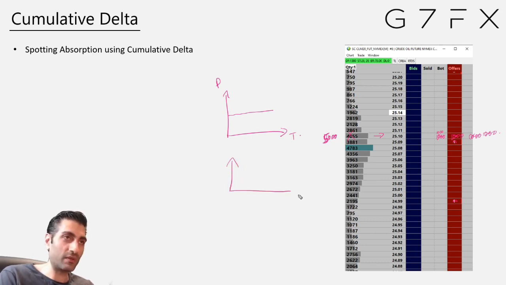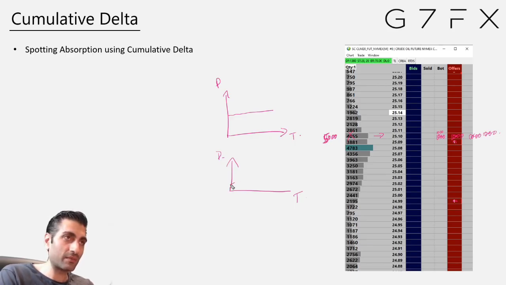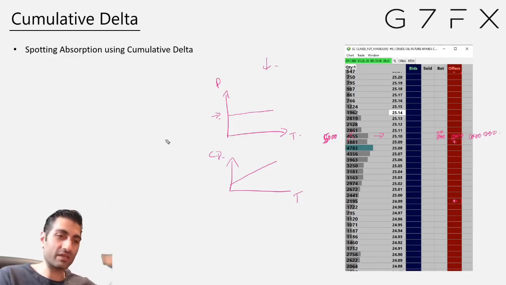What's the delta doing when we're seeing absorption? Think about this. What is the cumulative delta doing? Cumulative, because it's 1,000 plus 1,000 is 2,000, plus 1,000 is 3,000, 4,000, 5,000. It's going up. I'm not going to put the numbers. Can you see, price is flat, market orders are printing, cumulative delta is going higher. Guys, that's absorption: cumulative delta rising while price is flat.